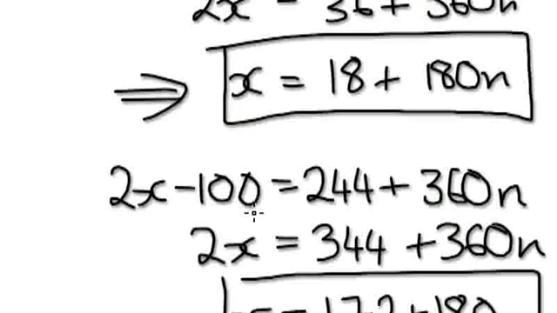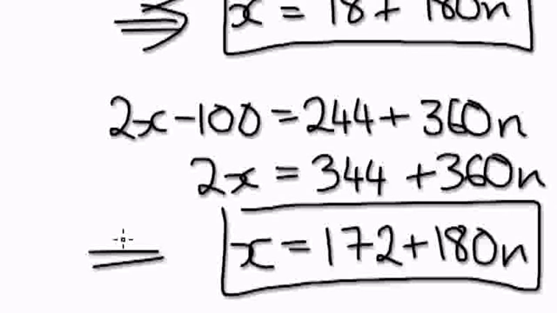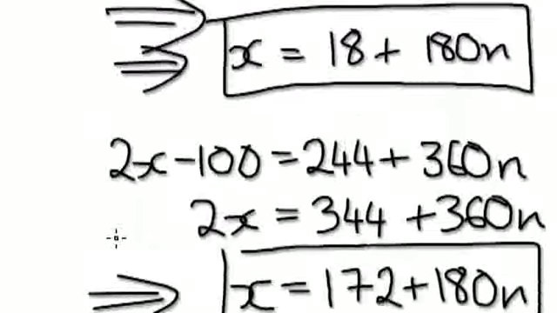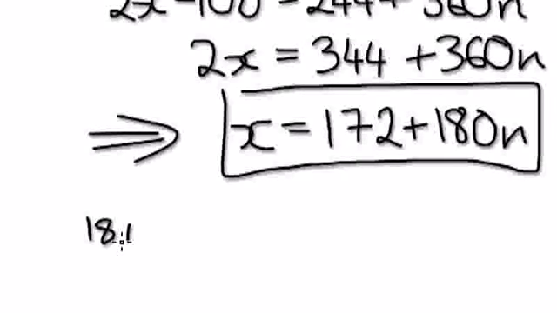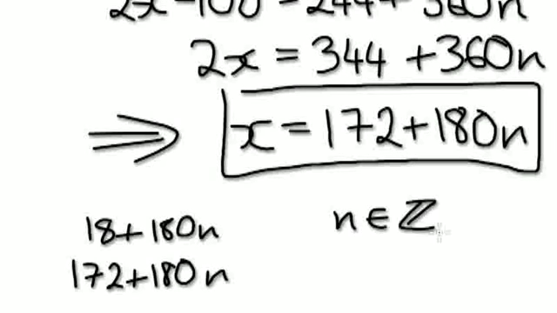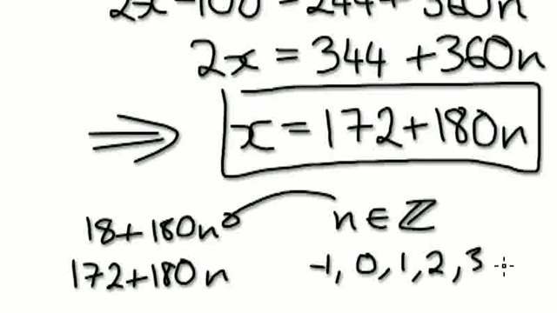And remember, we want our solution to be in the range. Let me just condense this. Our first set of solutions is 18 plus 180n. The second set of solutions is 172 plus 180n. Now let's start putting in values. Remember, n belongs to the set of integers. We can choose minus 1, 0, positive 1, 2, 3, and so on. We can choose negative 2 as well. Let's put 0 in first.